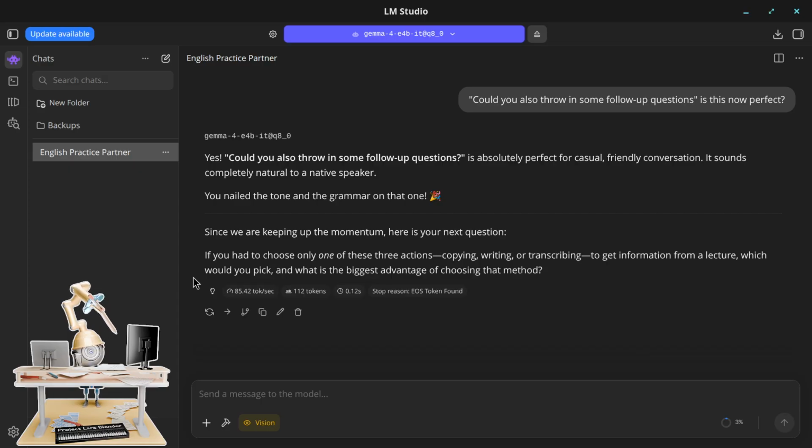Okay. If you had to choose only one of these three actions, copying, writing, or transcripting. What was transcripting again? Copying makes sense. Writing, yeah, transcripting. I think it's writing, yeah. To get information from a lecture, which would you pick, and what is the biggest advantage of choosing that method?